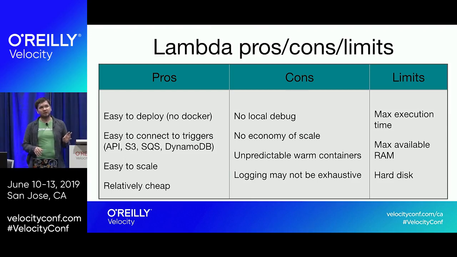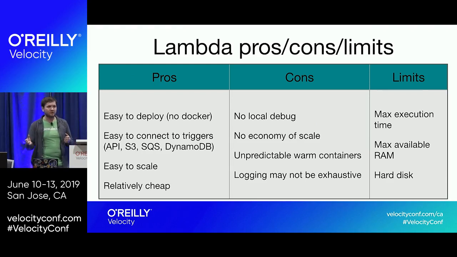It can be pretty hard to debug locally. You don't get any economy of scale. So at a large number of requests, let's say 10, 20 million requests per month, probably a cluster will be more cost effective. And basically, the warm container logic which I told you about is unpredictable.